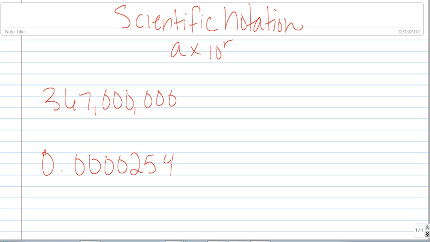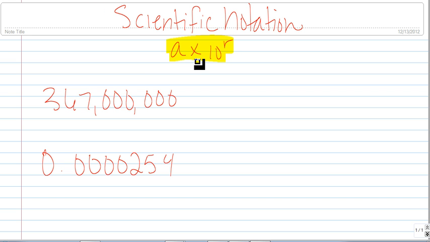Now, notice right here underneath my title, I have this formula, I guess you can call it, for scientific notation. That's the standard form of how you write scientific notation. A stands for what I like to call your base number, and then the x means times. So A is your base number, the x means times 10 to the, and the r is your exponent. Now your r is how many times you're going to move your decimal over.